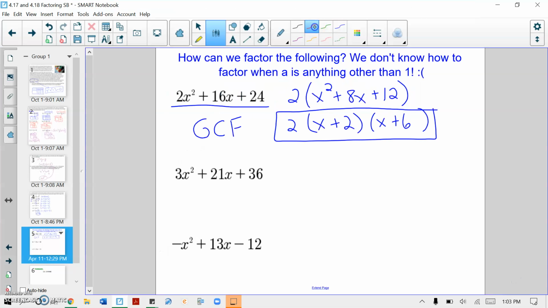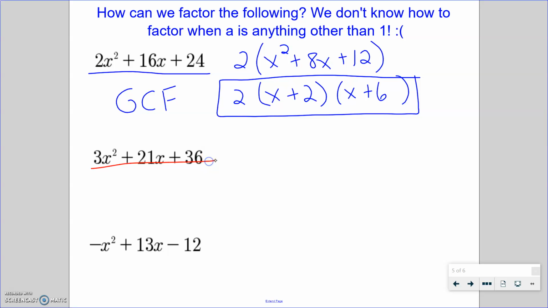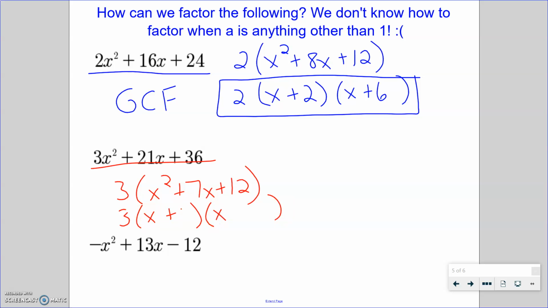So for example, if I look at the second one, notice how you can take 3 out of everything. So 3 is our greatest common factor. So I'm going to keep the 3 there and factor what's left. Add to give me 7, but multiply to give me 12. Let's use 3 and 4. Notice how the GCF still stays out front, okay? Don't get rid of it.